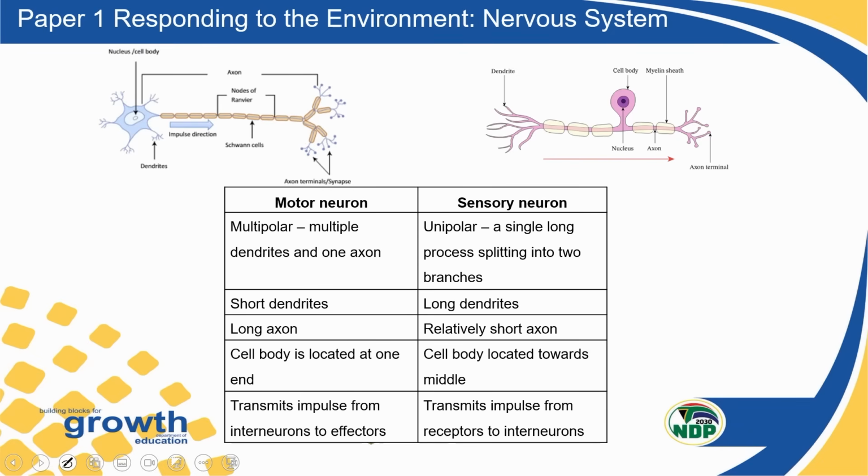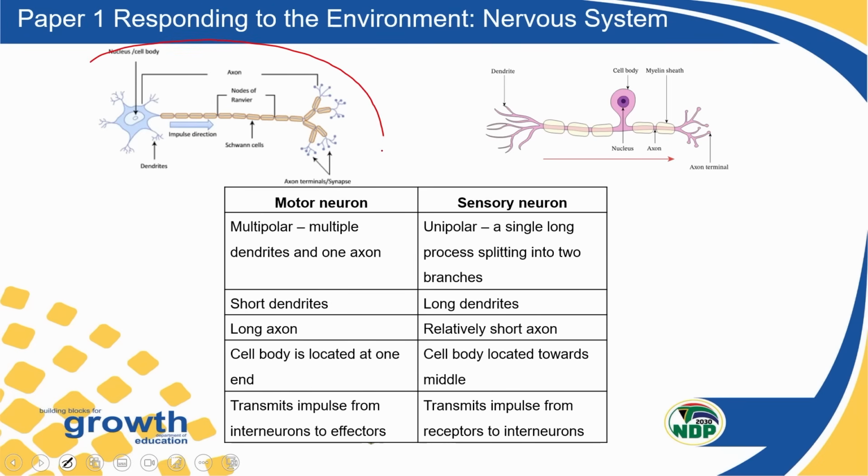Another problem we picked up last year is that you don't know the difference between a motor and a sensory neuron. Refer to the diagnostic report for a full explanation, as in this table, of the differences between a motor and a sensory neuron. The problem we picked up in last year's examination is that many learners do not know the difference between a motor neuron and a sensory neuron.